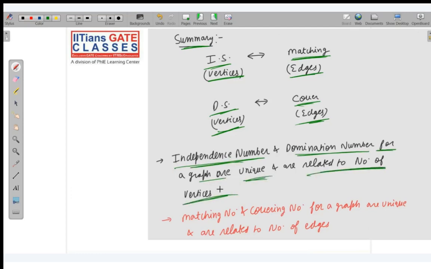Previously we have studied that matching number and covering number for a graph are unique and they are related to number of edges. So matching number and covering number is related to edges. Independence number and domination number is related to vertices.